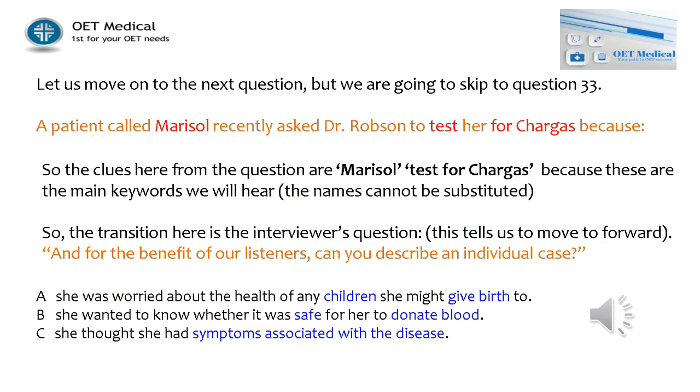So here are the choices. She was worried about the health of any children she might give birth to. I've highlighted what I call my keywords in blue. Yours could be different, but if you look at them, children, you're going to listen to children, you're going to listen to give birth to or have. Safe, donate blood. Is it safe to donate blood? Symptoms associated with the disease. She thought she might have the symptoms.